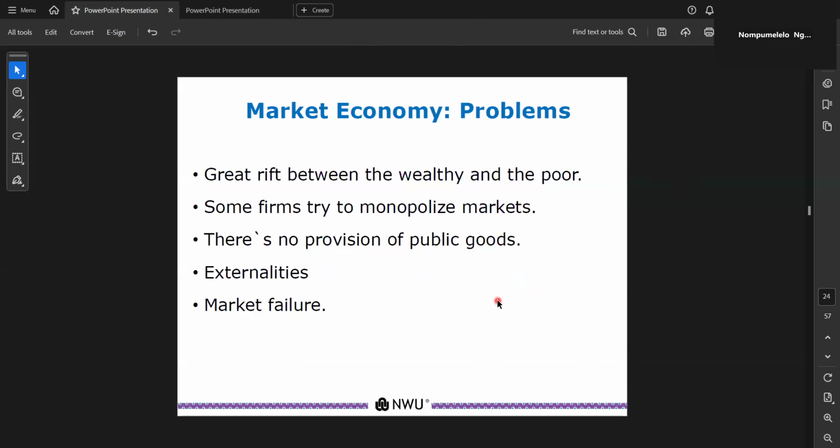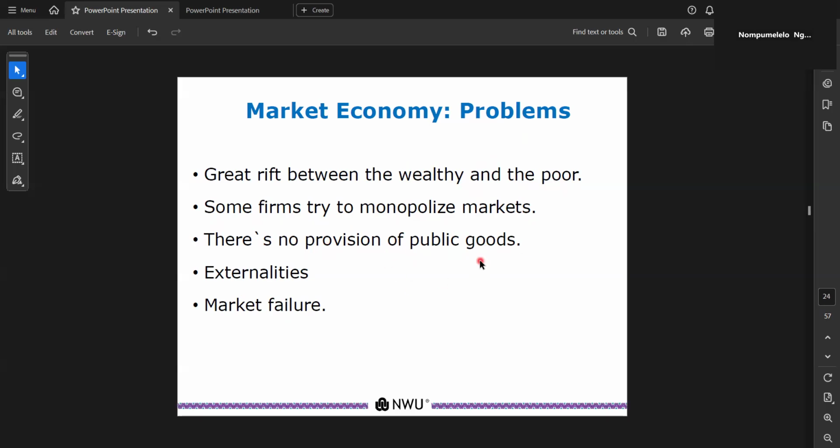Also, the disadvantages of the market economy are that there's a great rift, a great gap between the wealthy and the poor. So the income inequality gap. In the market economy, there's a great gap between the wealthy people, which means the high income earners, and the low income earners. Some firms try to monopolize the market, meaning that some firms try to dominate the markets, to be the only firms in the markets. There is no provision for public goods.